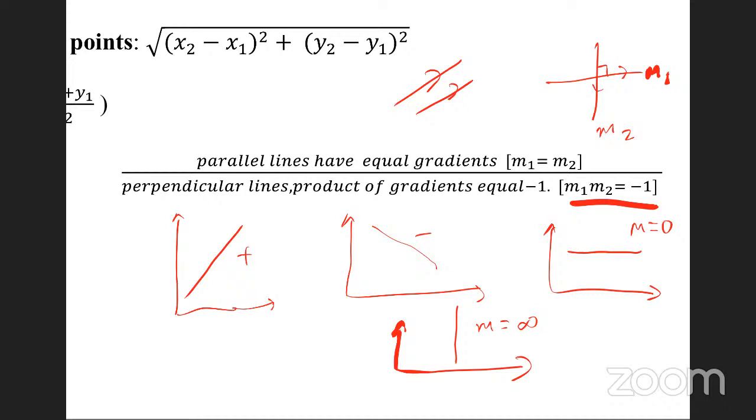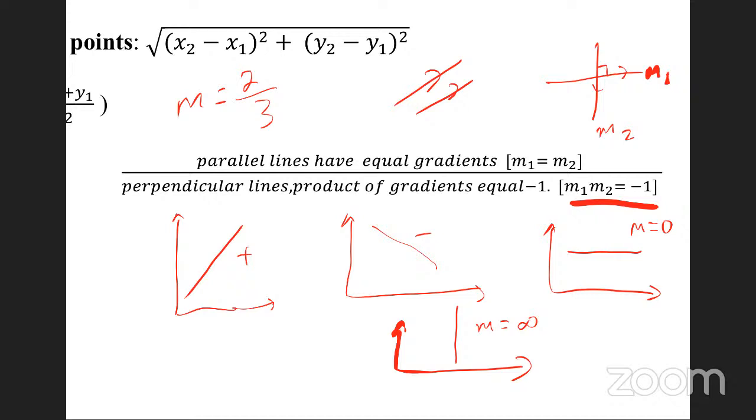So what's a quick way to work out the gradient of something perpendicular? If I gave you a line and said that the gradient of that line is 2/3, and I asked, what is the gradient of the perpendicular line to that? What would it be?